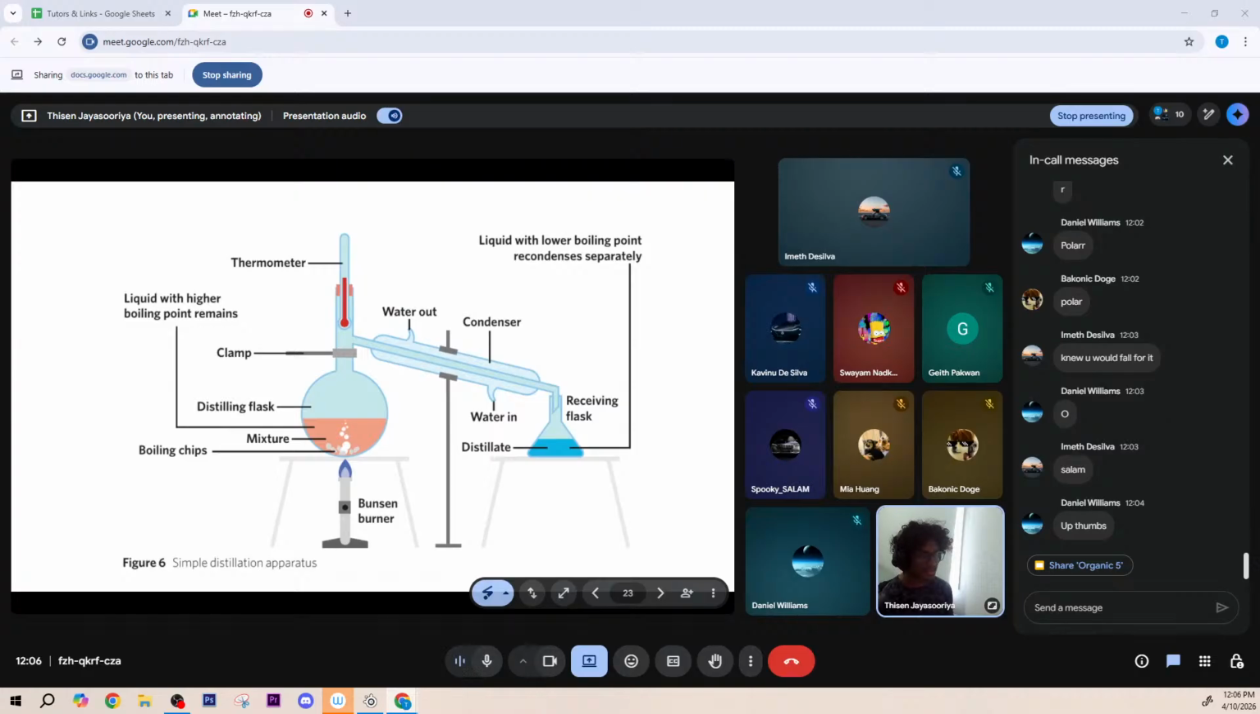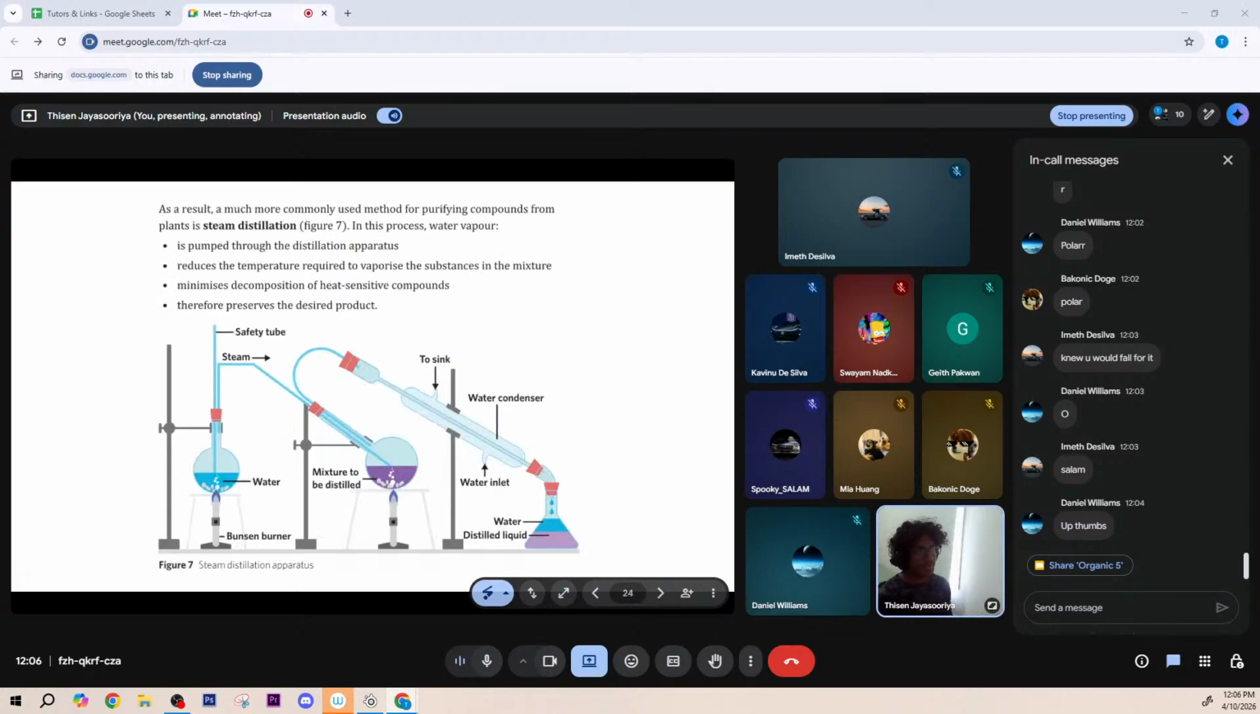Now, this is the same simple distillation apparatus that we saw before. Again, it separates 2 compounds of very different boiling points. Yeah, that's what we want to remember.